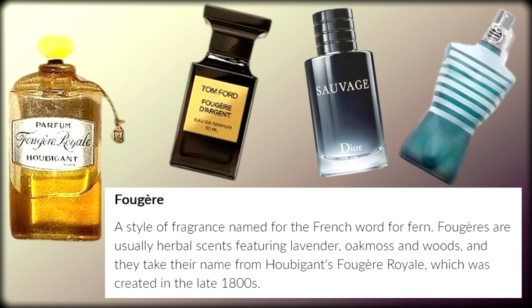So different types of scents. Now we're moving into the families of scents. So this is a fougere. It's a style of fragrance named for fern, from the French word meaning fern. Usually herbal, green, featuring lavender, oak moss, woods, and they take their name from the original fougere, which was Houbigant's Royal Fougere, which was created in the late 1800s.